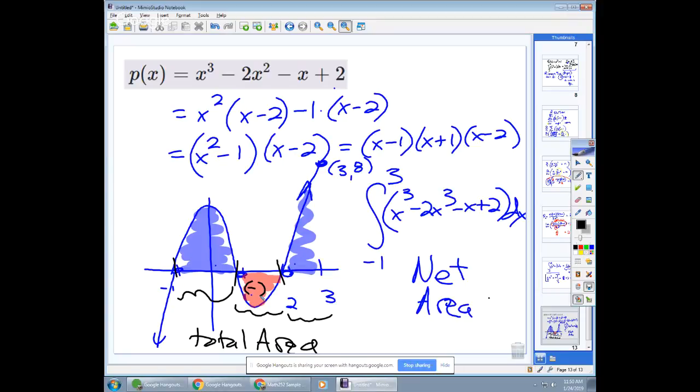All right, we're out of time for fun today. William, question? What's the net area? The net area would be just a straight integral from -1 to 3. You don't even have to worry about it, stuff will automatically cancel for you. Total area would be this plus the opposite of that plus that. You have to do them separately.